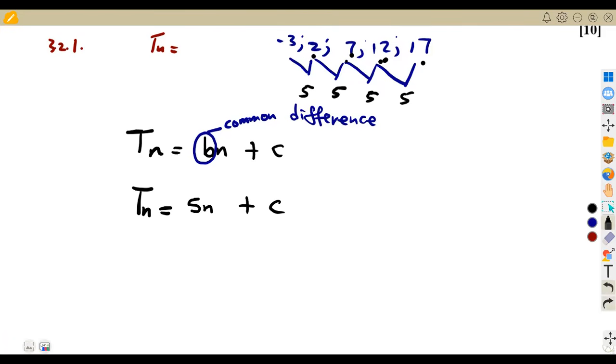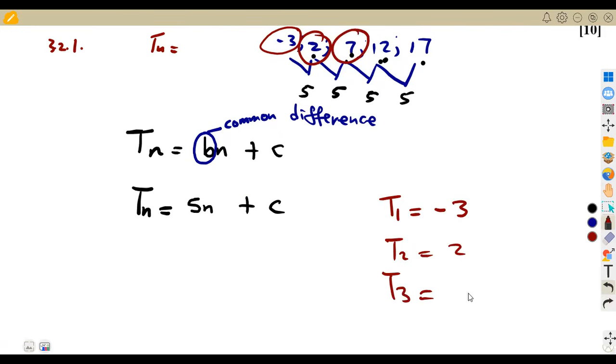So you can even work with the first term. This is our first term, which is -3. So it means T1 is equal to -3. If you want to use the second term, T2 is equal to 2. If you want to use the third term, T3 is equal to 7.